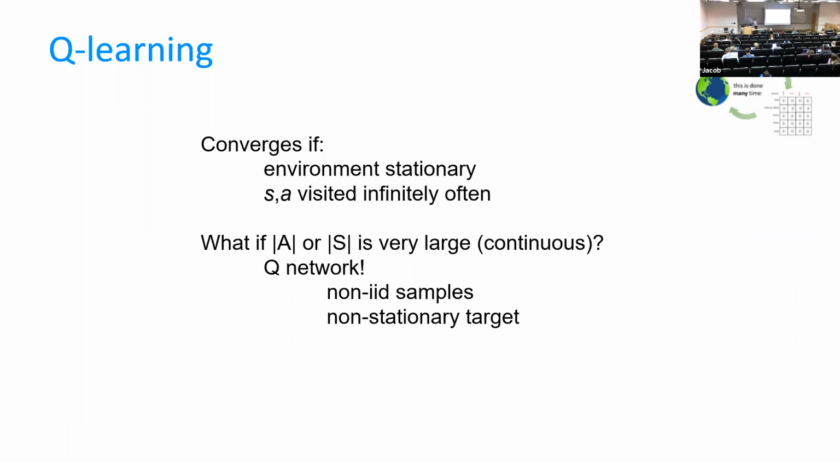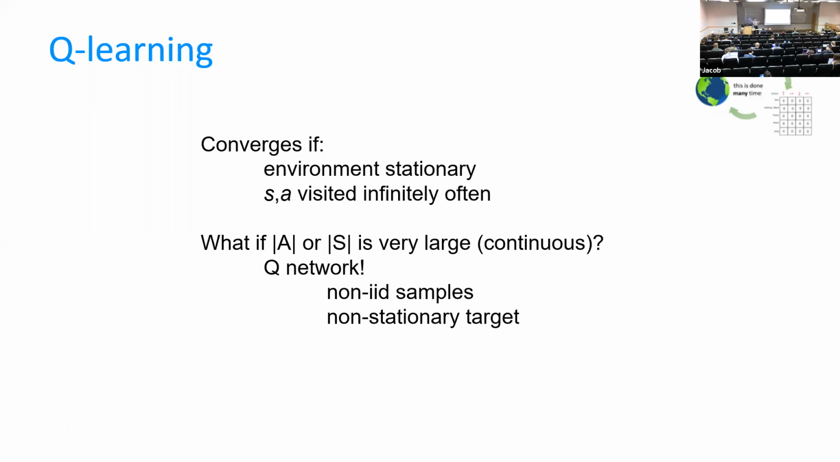So yeah, some theoretic guarantees of Q learning. It will converge if the environment is stationary, meaning that the rewards don't change, and if we visit every state and action pair infinitely often. Obviously, that doesn't happen in practice, but these are theoretical guarantees.